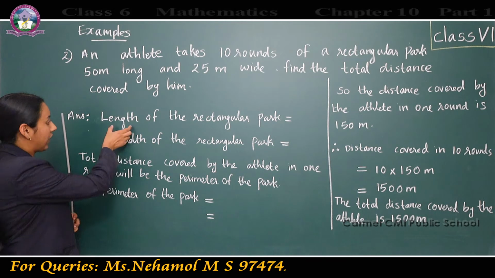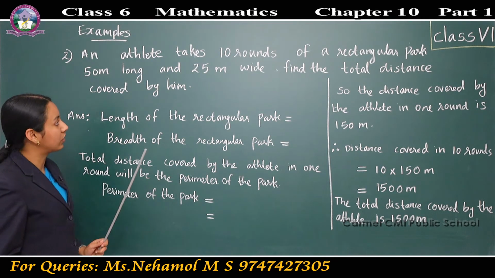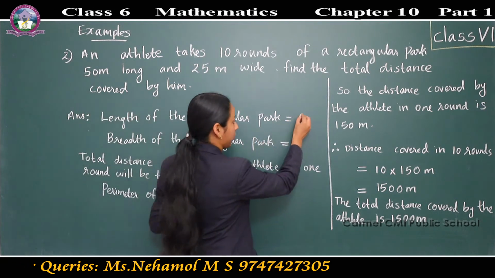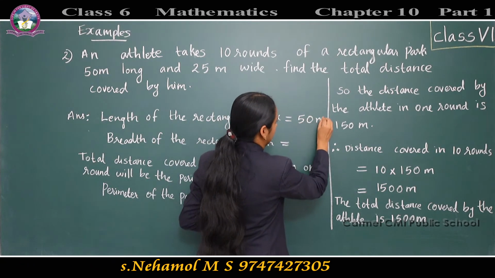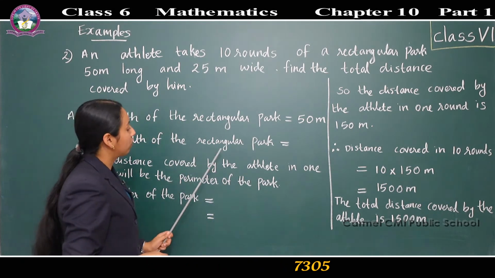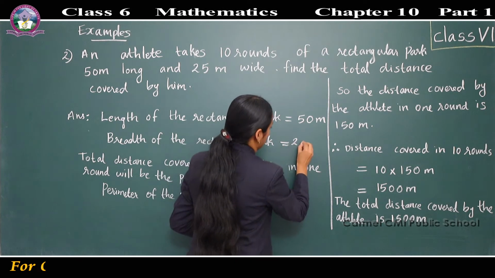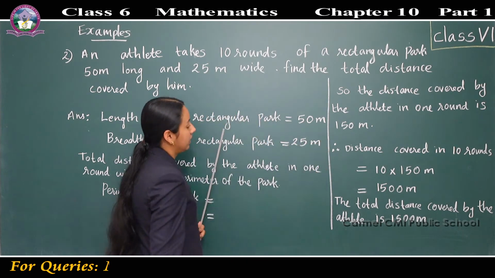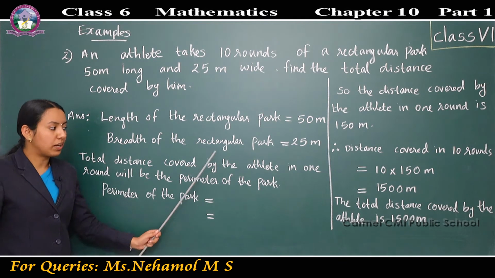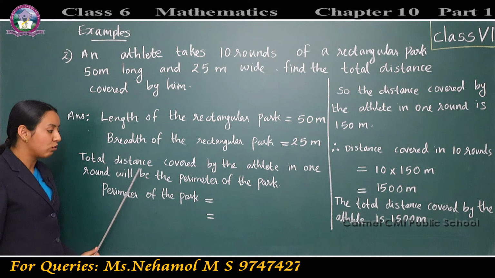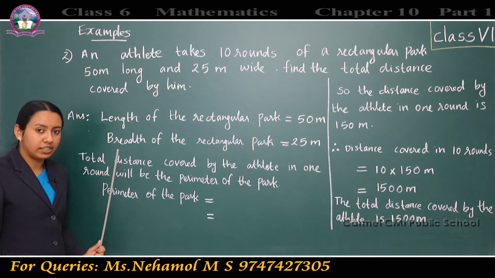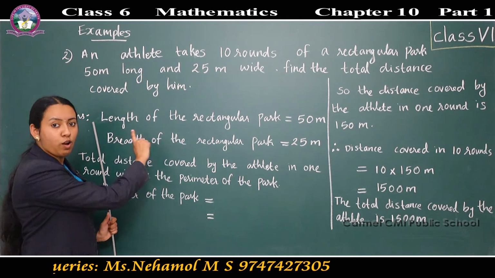First we write the length and breadth. The length of the rectangular park is 50 meter, and it is 25 meter wide, so the breadth is 25 meter. Then we know that the total distance covered by the athlete in one round will be the perimeter of the park.